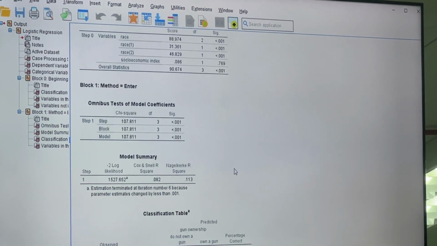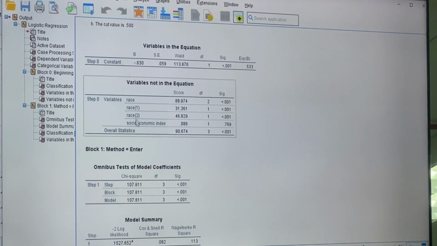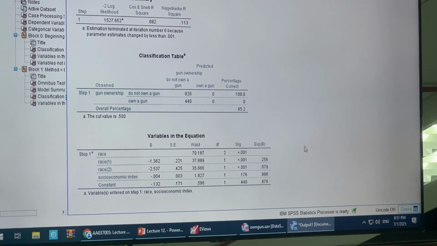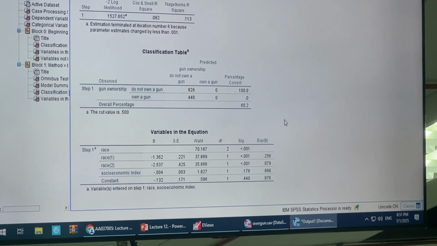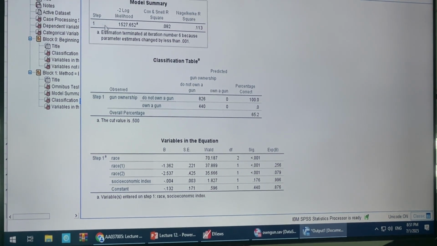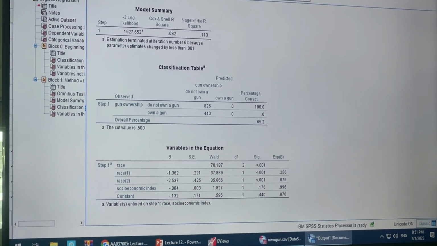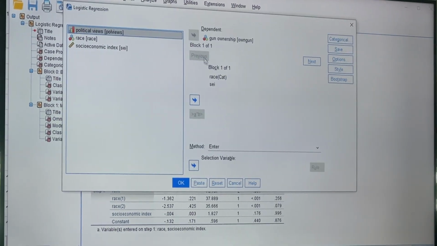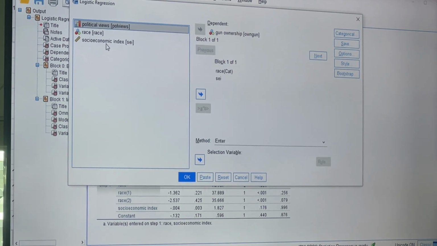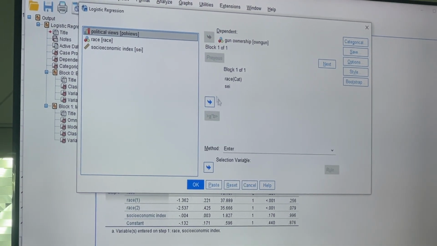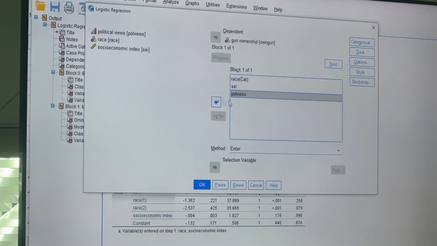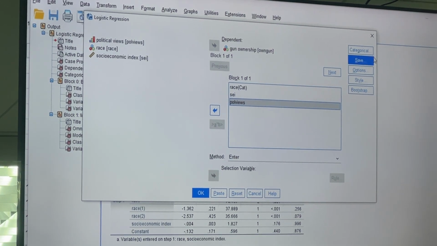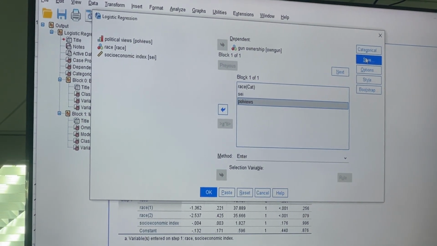So as we said, we create a variable so that now we have the white. Oh, I haven't put the independent variables. You put in political views, SEI, and race, and you tell SPSS that race is categorical. Okay, understand?